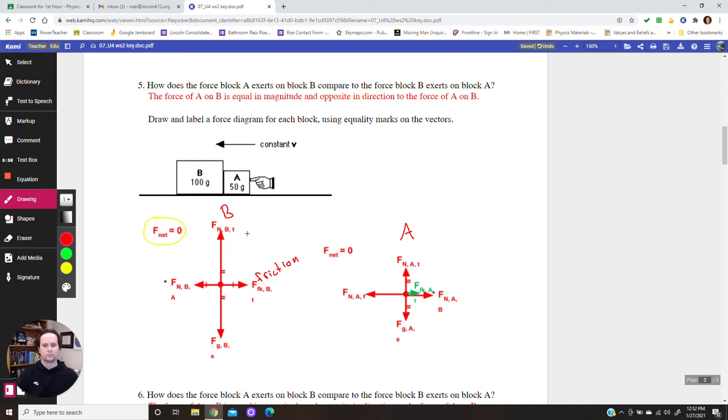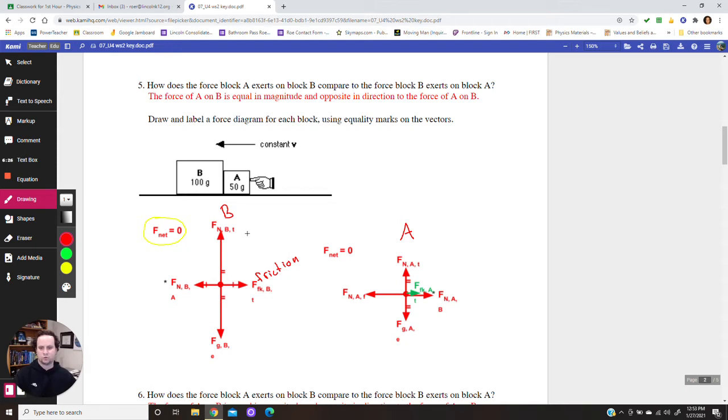Over on A, same difference. We have the normal force from the surface here on A, and the force of that box. Then over here we have the normal force on A by B. So that's that one. Going the other direction, we also have a little bit of friction. Smaller friction because it's a smaller box. So we've got a couple different forces.